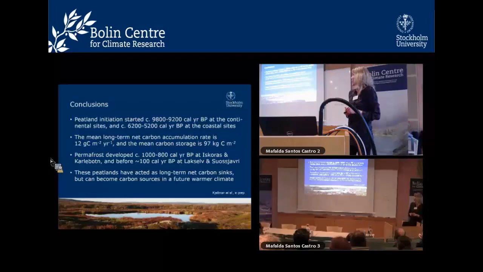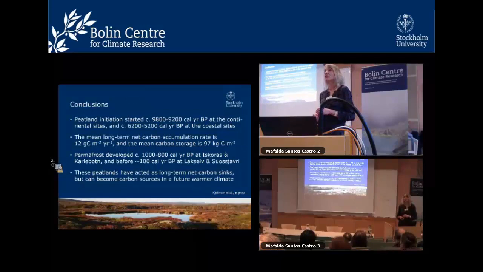And finally, all of this carbon that has been stored over long time periods is sitting there in the soil, and in a future warmer climate, there is of course a potential risk that some of this carbon will actually become available for decomposition and contribute to emissions of greenhouse gases and further global warming.